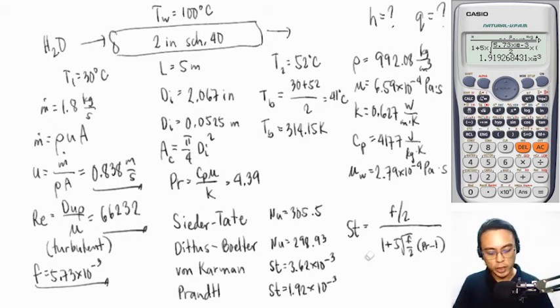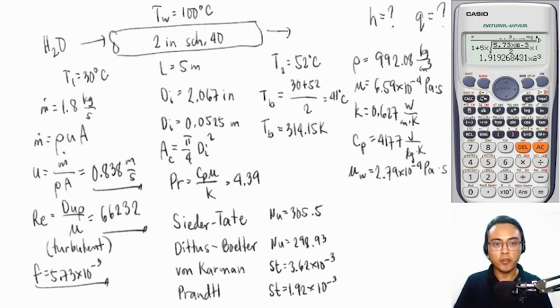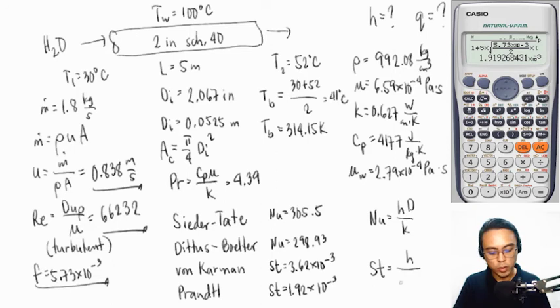How do we solve for the heat transfer coefficient? Remember the definition of the Nusselt number and the Stanton number. The Nusselt number is hd over k, while the Stanton number is h over u rho cp. Rearranging, from the Nusselt number, our heat transfer coefficient is equal to Nusselt number times k over d. And coming from the Stanton number, our heat transfer coefficient is equal to Stanton times velocity times density times Cp.